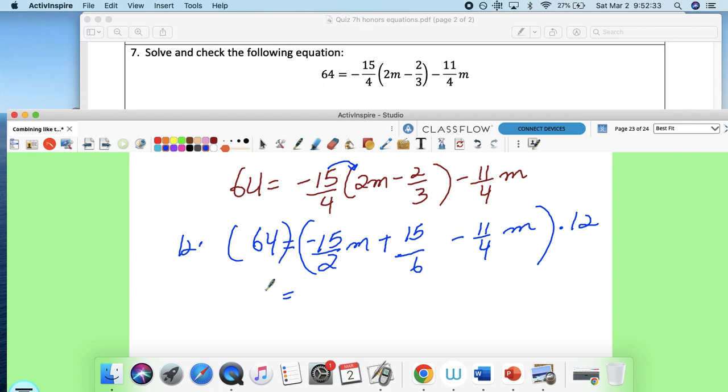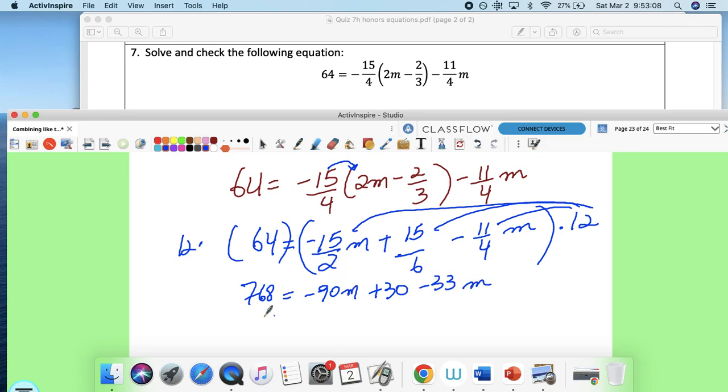Let's see, 768. Now we're going to multiply 12 times 15. So remember, distributive property, right, with each of the terms inside the parentheses. That's going to be negative 6 times 15, which is negative 90m. 15 over 6 times 12 is going to be 2 times 15, which is 30. And then 12 and the 4 simplify to 3, and minus 33m.